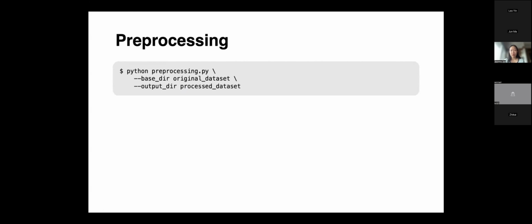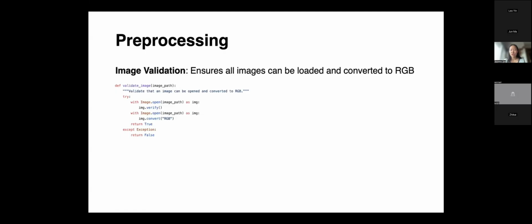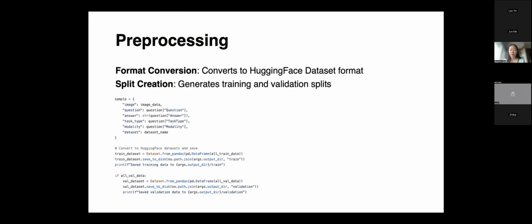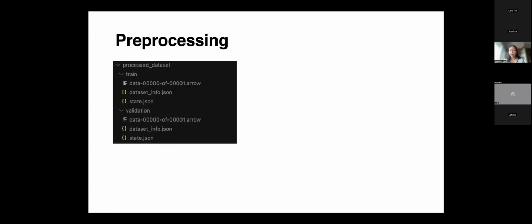And before training, we pre-process the data. This step includes image validation, ensuring that all images can be properly loaded and converted to RGB. And it filters out the invalid samples and applies sampling strategies. You can enter the max samples argument, so if you do that, it will apply the sampling. Then it formats the dataset for Hugging Face so that we can load it easily later and generates training and validation splits. After running the pre-processing code, you will have a separate folder named process dataset, and the structure will look like this.